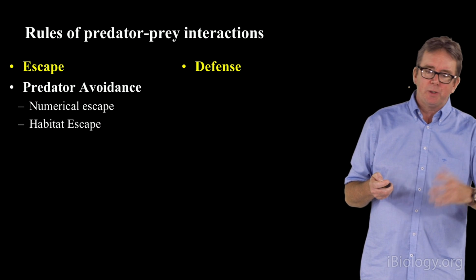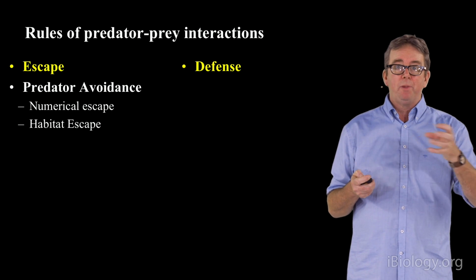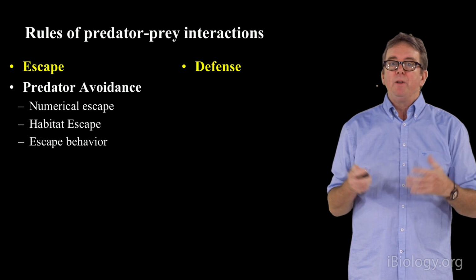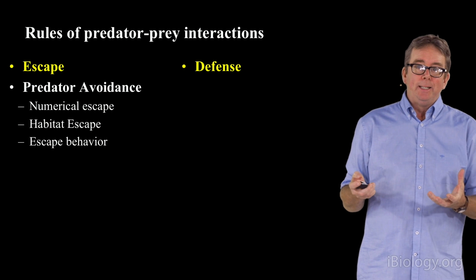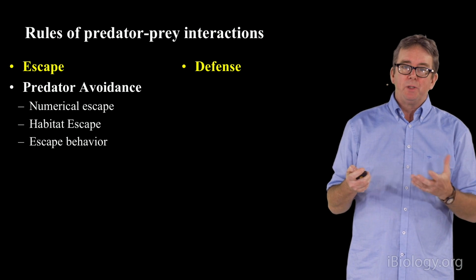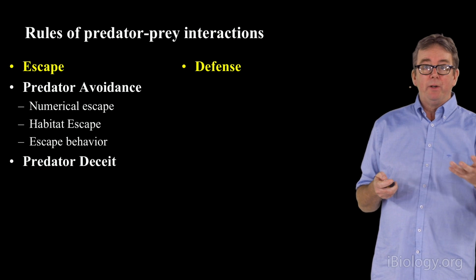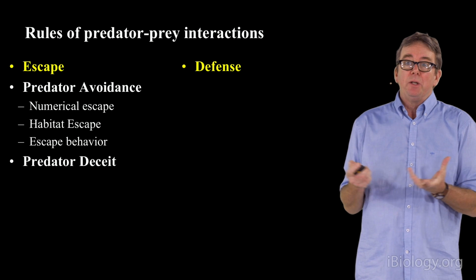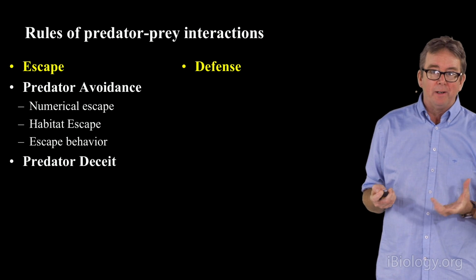But there's also habitat escape. Lots of plants find particular habitats to escape their predators, just the way animals find habitats to escape their predators. And then there's escape behavior. Well, plants being rooted don't run away too well, but there are other examples where plants can escape behaviorally. In addition to predator avoidance, there's also predator deceit, which is simply just to convince your predator that you're not the tasty morsel that you really are.